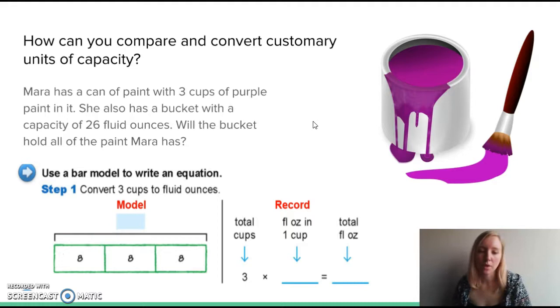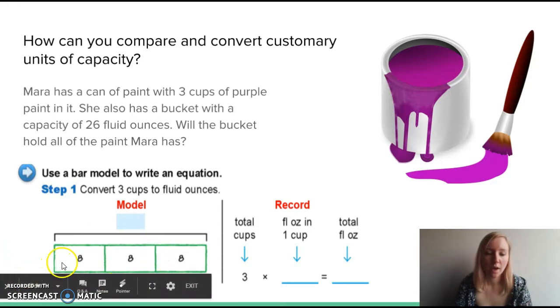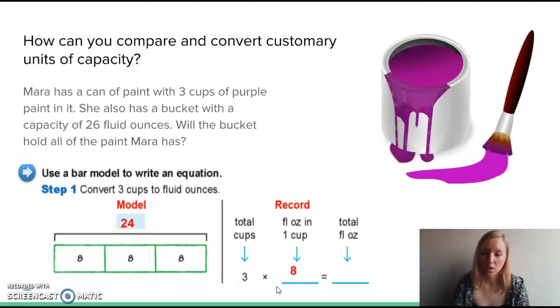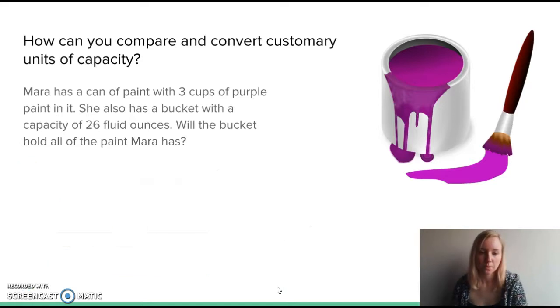So we're going to use a bar model to create an equation. We're going to convert 3 cups to fluid ounces. So if you look at the model right here, we have 1, 2, 3 cups with 8 fluid ounces in each, with a total of 24 fluid ounces. So if you look at our equation right here, there's 3 cups total. There are 8 total fluid ounces in a cup, and there are 24 fluid ounces in 3 cups.